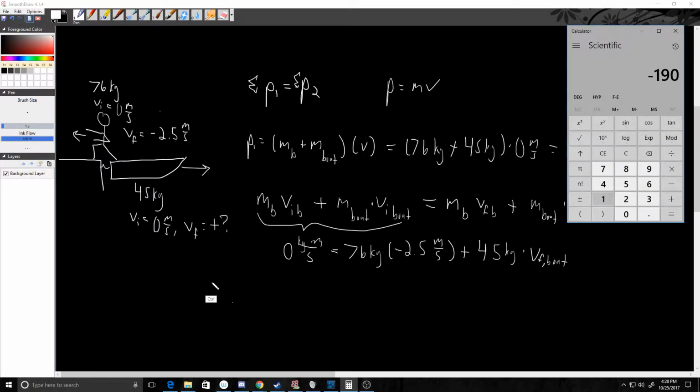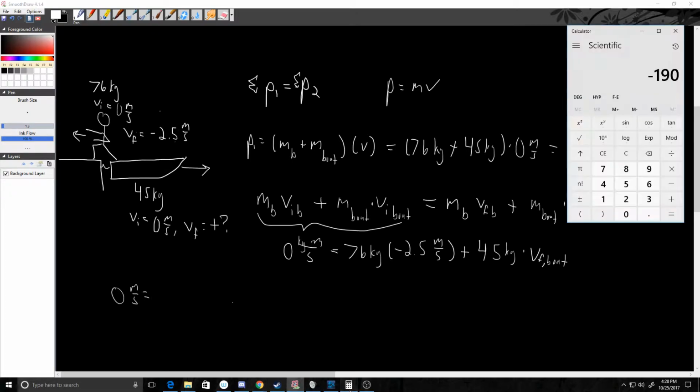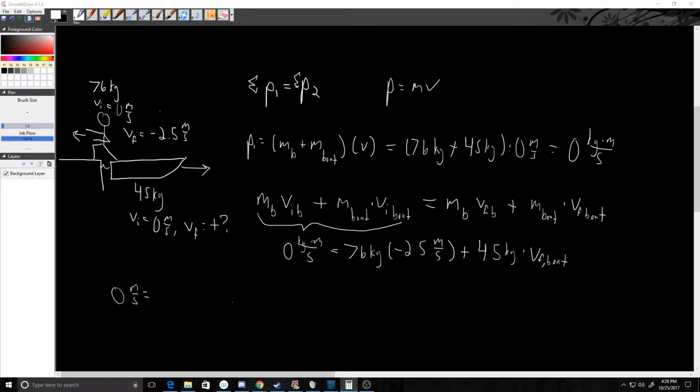All right, so I have, coming over here, 0 is equal to negative 190. Oh, sorry, that's not meters per second. That's kilogram meters per second. We said that was equal to negative 190 kilogram meters per second plus 45 kilograms times the final velocity of the boat.